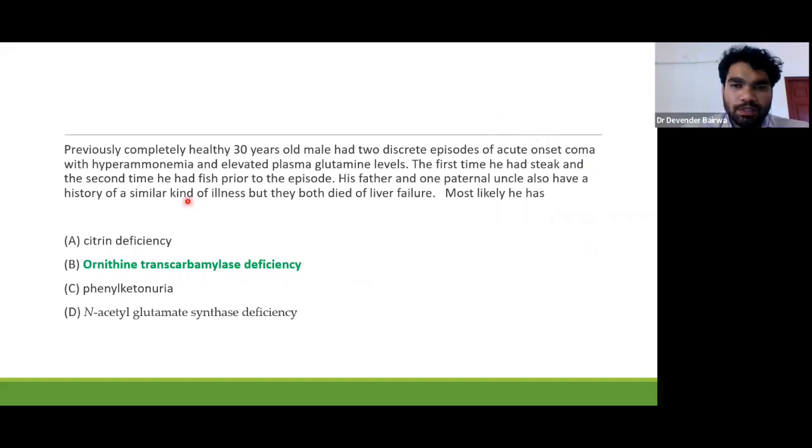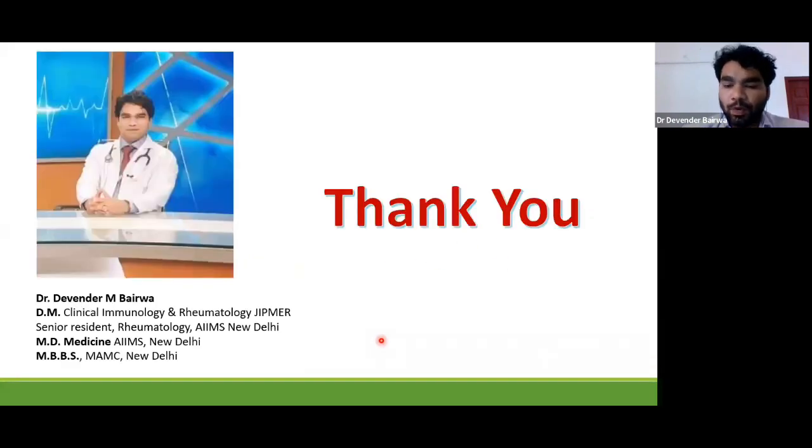There are 2 hints in this question. The first hint was that only males are being affected with the condition, and the second hint was that both times he had taken a high protein load. So this typically happens in the case of urea cycle defects. As such, OTC deficiency is also the most common defect. So these are the answers to your problems.